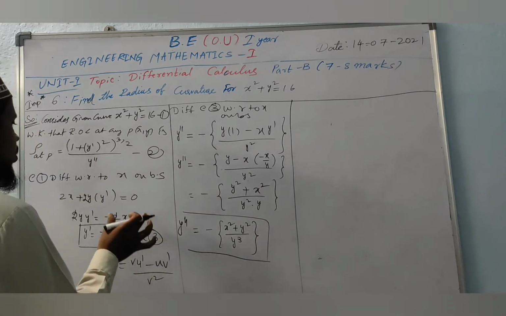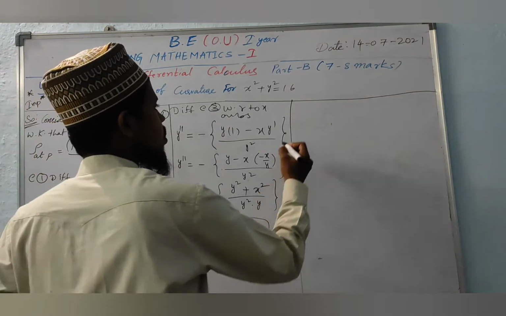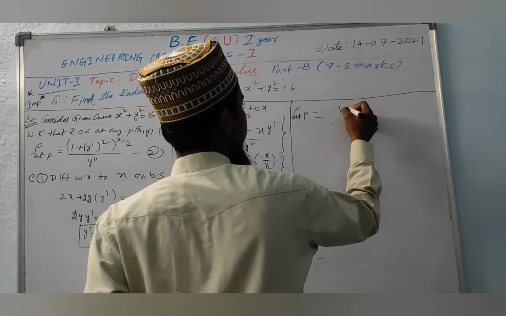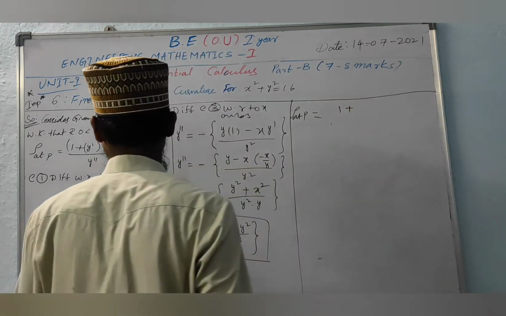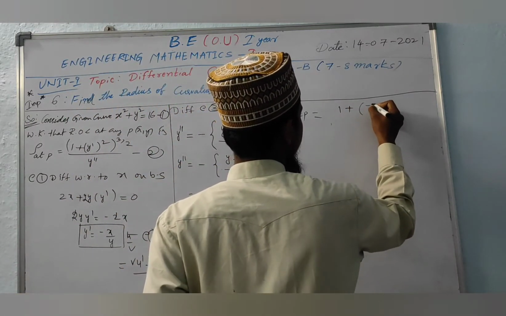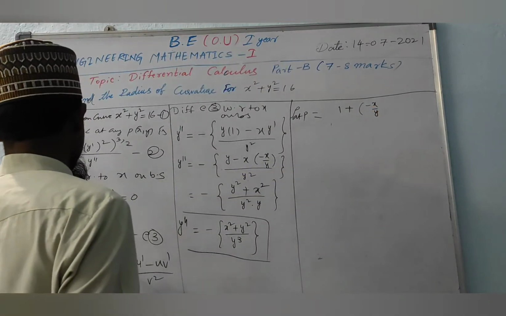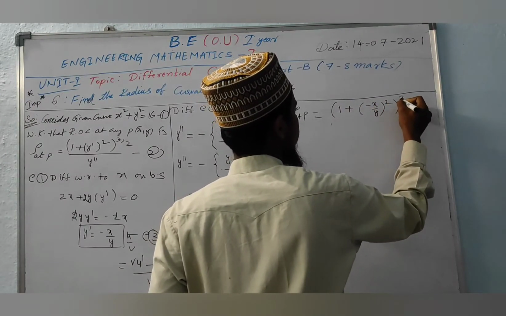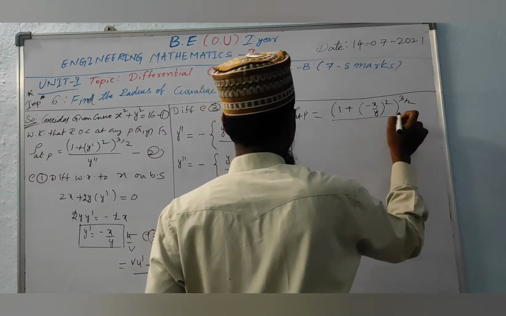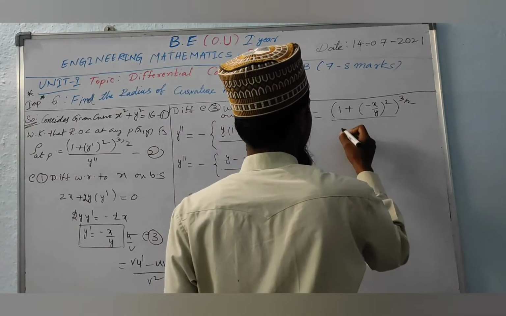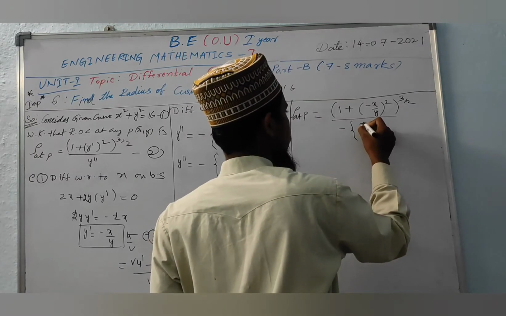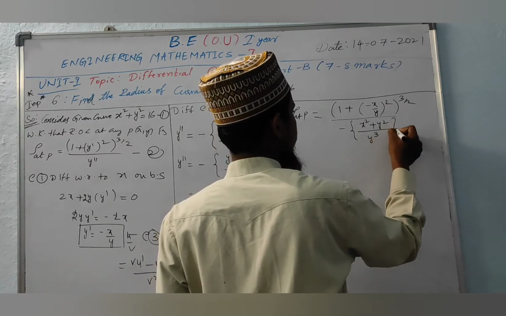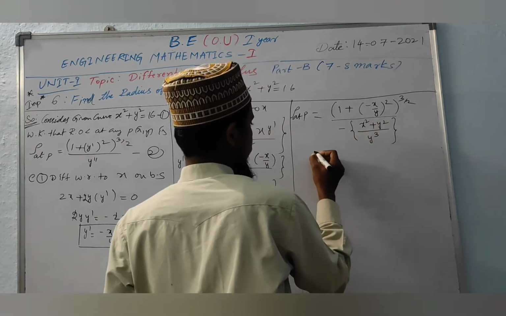Now substitute these two in equation number 2. Rho at P equals (1 + (minus x by y)²)^(3/2) divided by minus of (x² + y²) by y³. Now see here, simplify this.